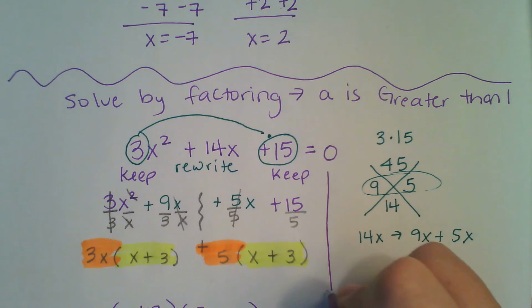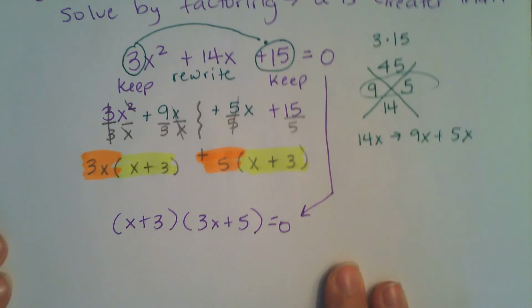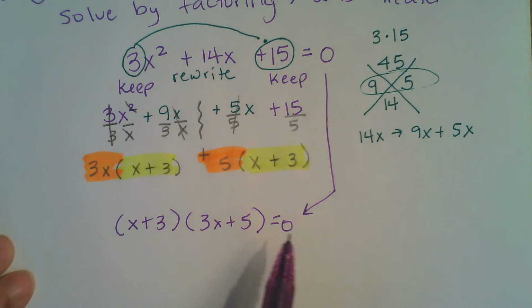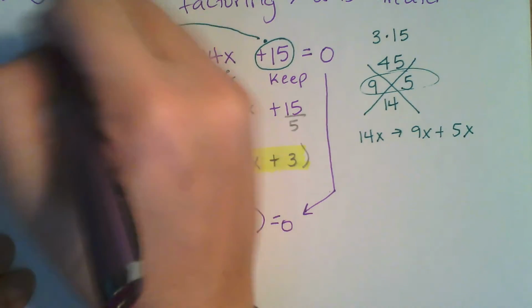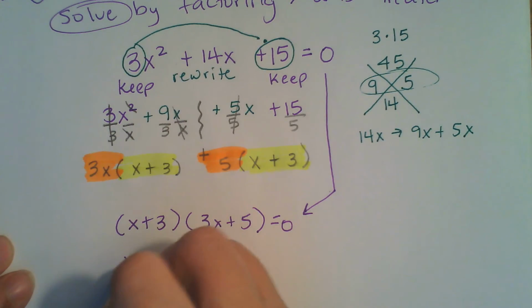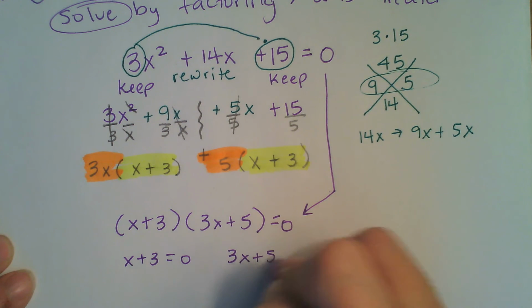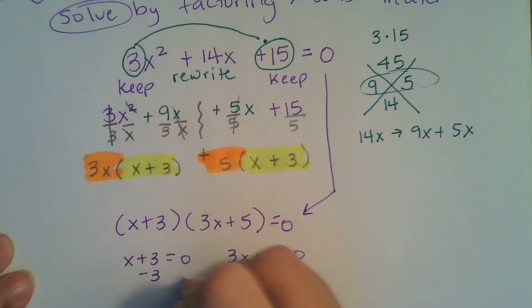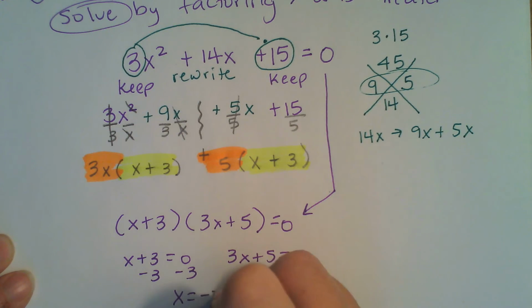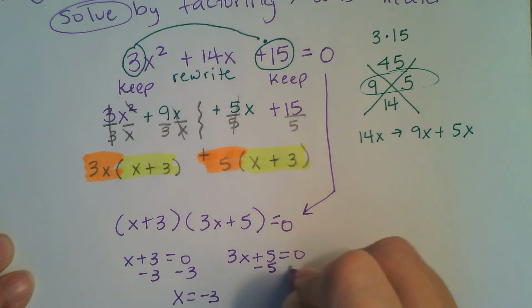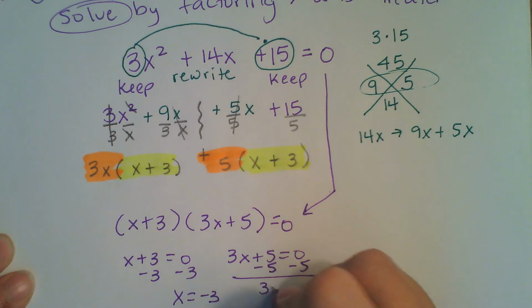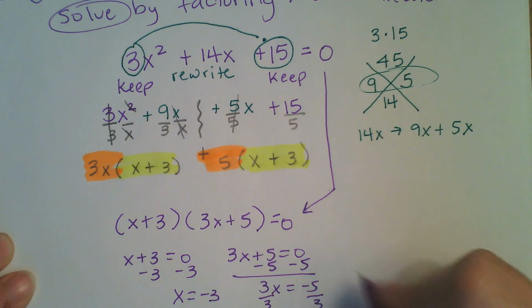But I can't forget to set each of these equal to 0. Oh, you can't see that, sorry. I can't forget to set each of these equal to 0 so that I can solve this equation. X plus 3 equals 0. 3x plus 5 equals 0. So x equals a negative 3. And x equals a negative 5 over 3.